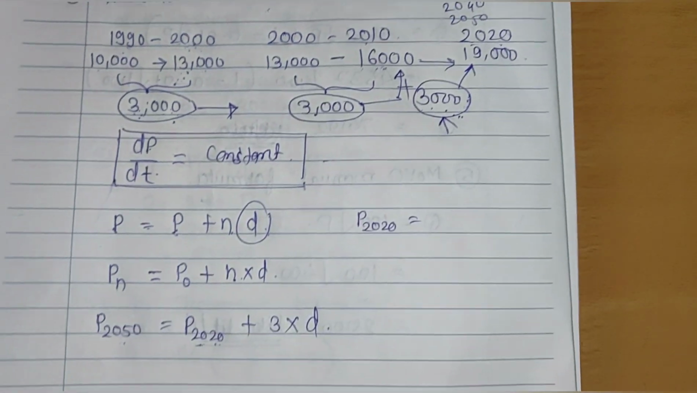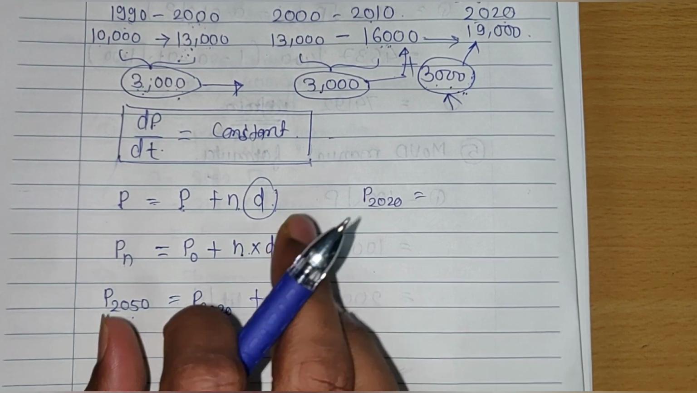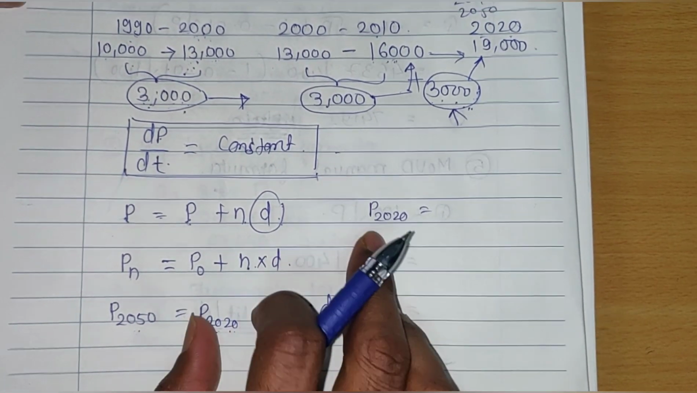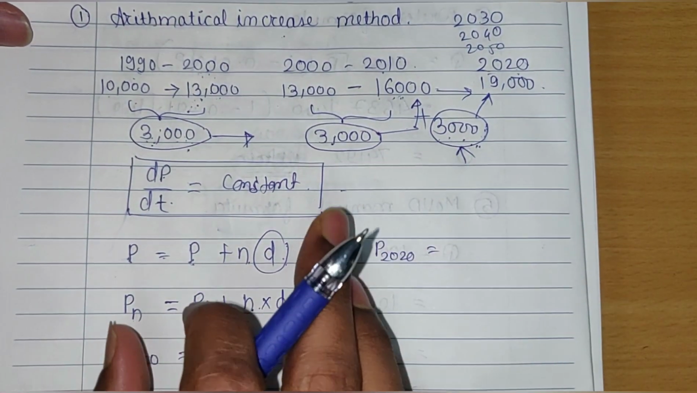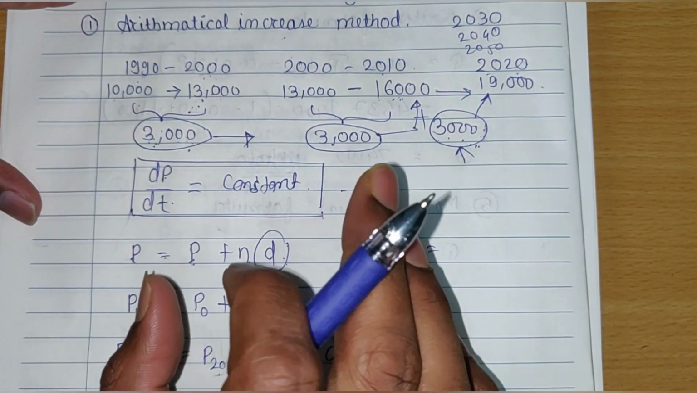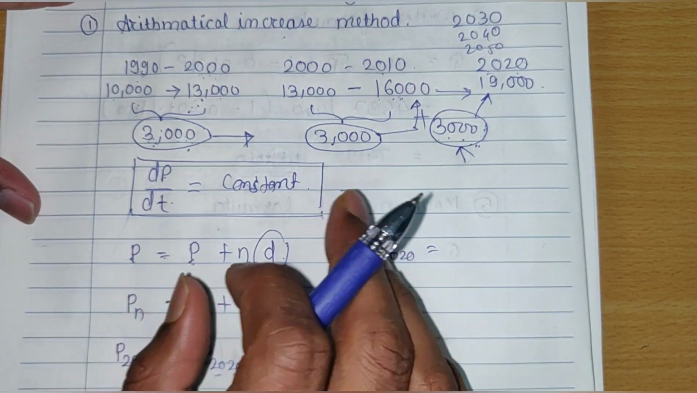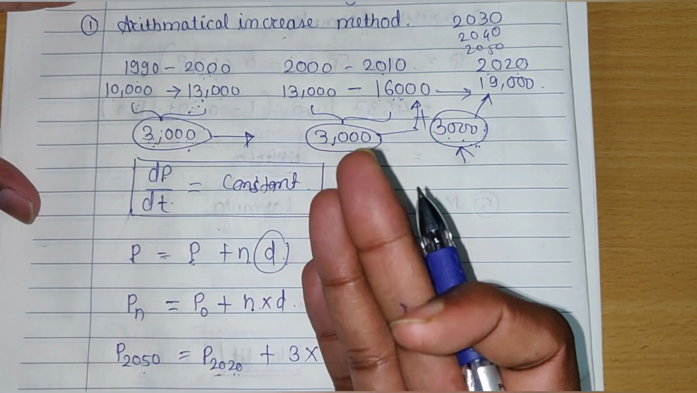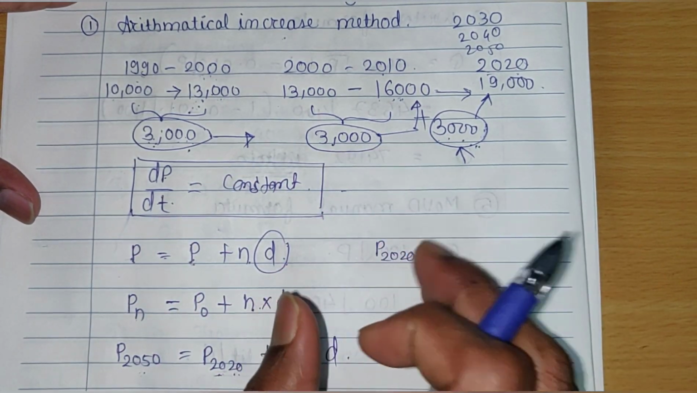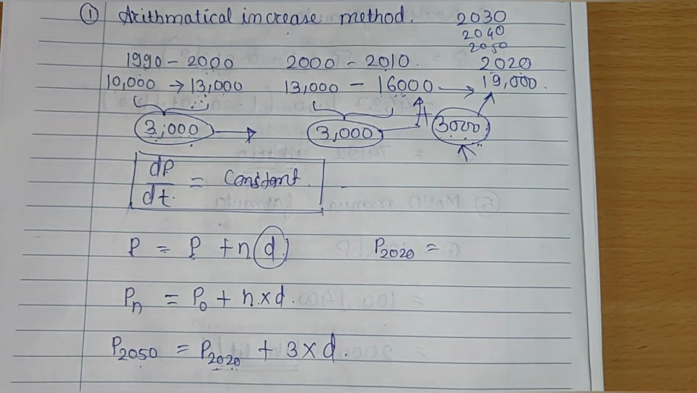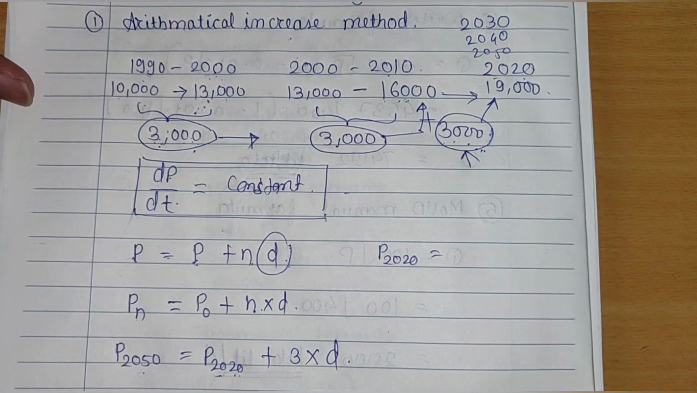Okay, so this is the criteria for choosing the arithmetical increase method. You can choose the arithmetical increase method only when there is a saturation in population, or you can use this method for a developed city. Okay, so let's start with the numerical.